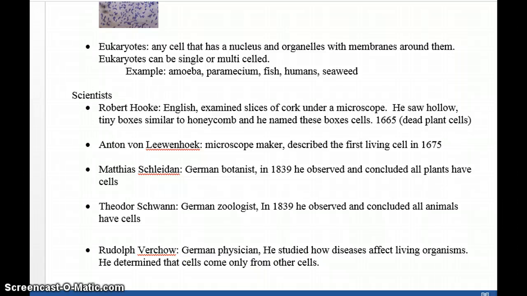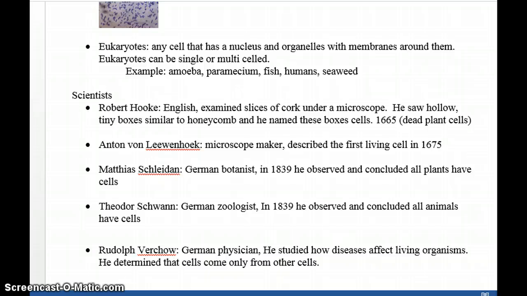This happened in 1665, and cork is dead plant cells. So he was looking at dead plants underneath the microscope. So that is one way that could help you remember what he did. His last name has a hook in it. Think of hooking a fish. You would kind of kill the fish. So looking at dead plants, he hooked them.